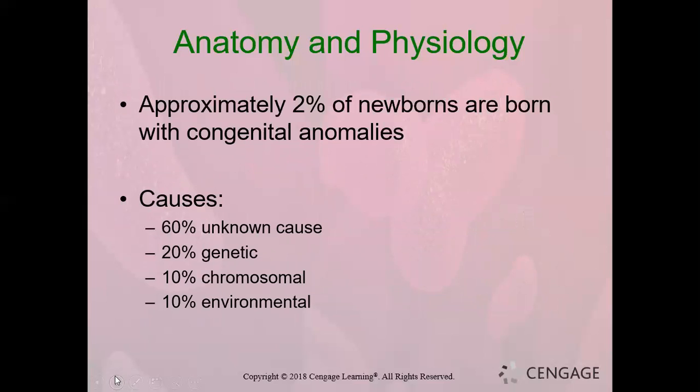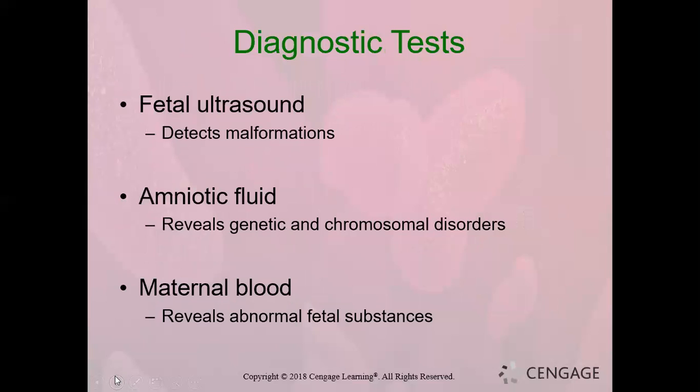Two percent of newborns are born with a congenital anomaly, and they don't really know why a lot of them have it, but 20% is believed to be genetic. They can do fetal ultrasounds, they can test amniotic fluid and maternal blood, and even since this book has been written, there are a lot of changes in how they're doing diagnostic tests, and now they can apparently look at genes ahead of time and make sure that children don't have certain diseases.